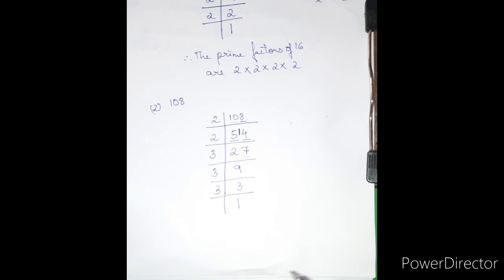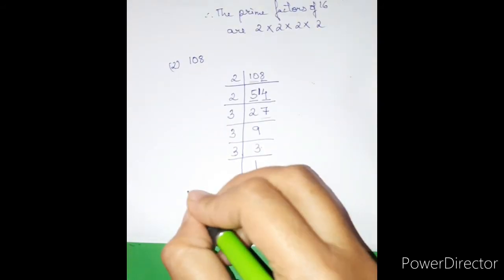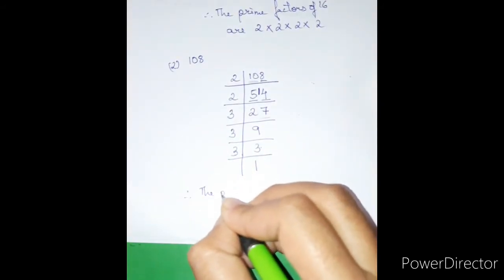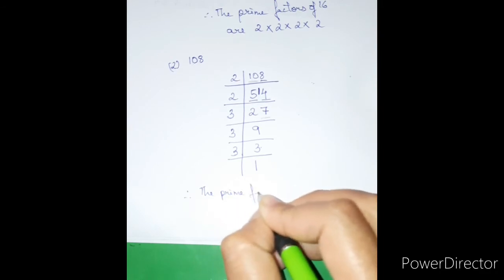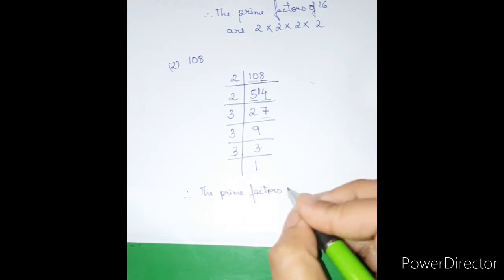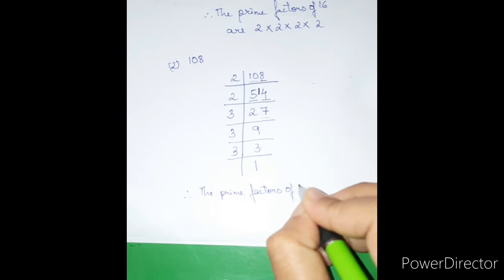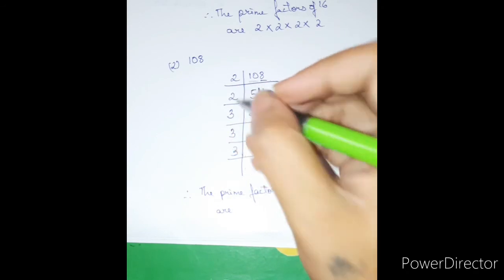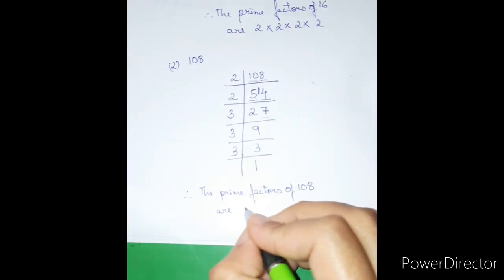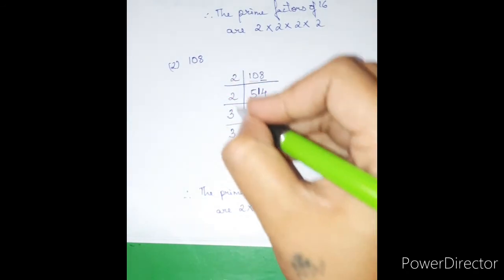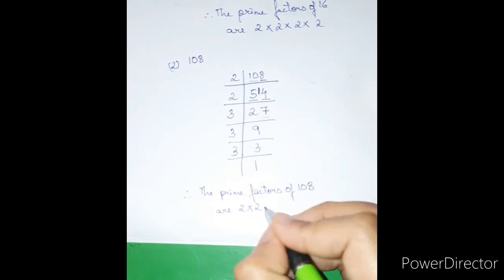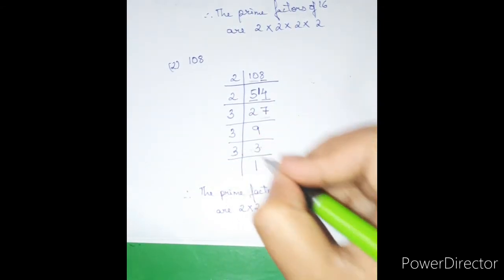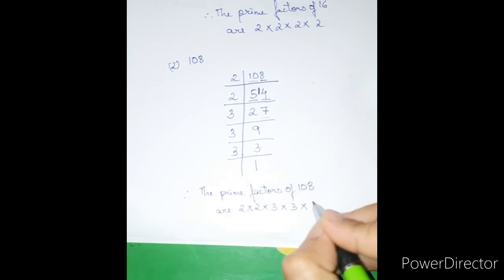Let's write down the statement. Therefore, the prime factors of 108 are 2, 2, 3, 3, 3. You have to multiply all together. 2 into 2, then 3 multiplied by 3 multiplied by 3. And if you multiply all this together, you will get 108.